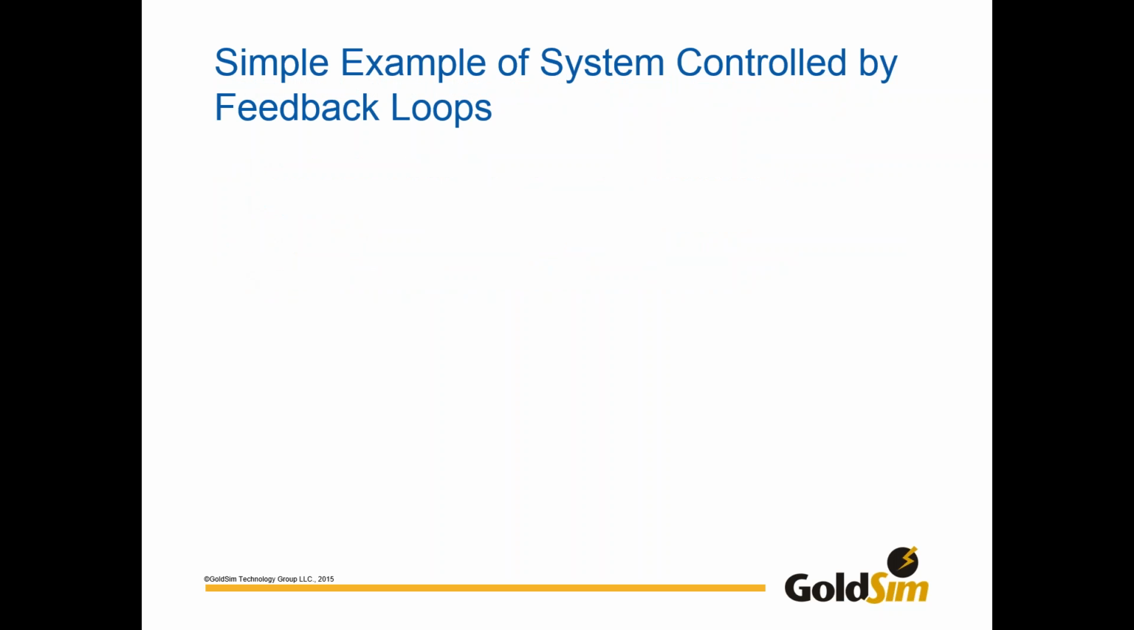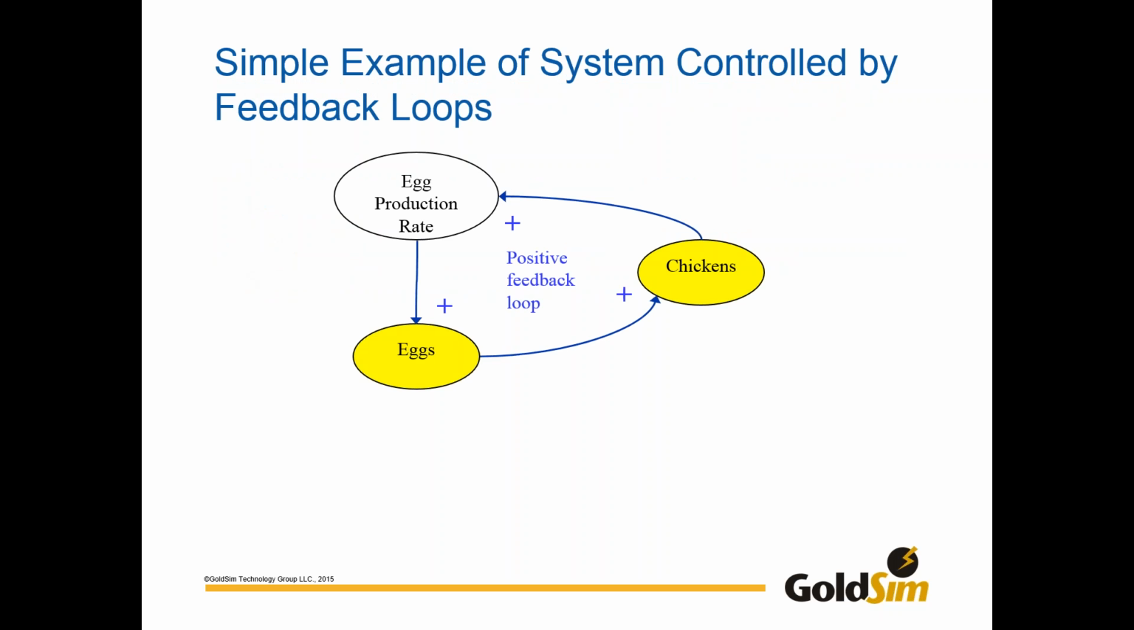Let's just look at a very simple example of a system that has feedback loops. Here's a feedback loop, chickens and eggs, and this is a positive feedback loop. This is the nomenclature, called a causal loop diagram. So the more chickens we have, the plus sign means the higher our egg production rate. The higher our egg production rate, the more eggs we have. The more eggs we have, the more chickens we have. So this is a positive feedback loop. And if this were the only loop operating in the system, we would grow exponentially until the surface of the earth was covered with chickens and eggs.